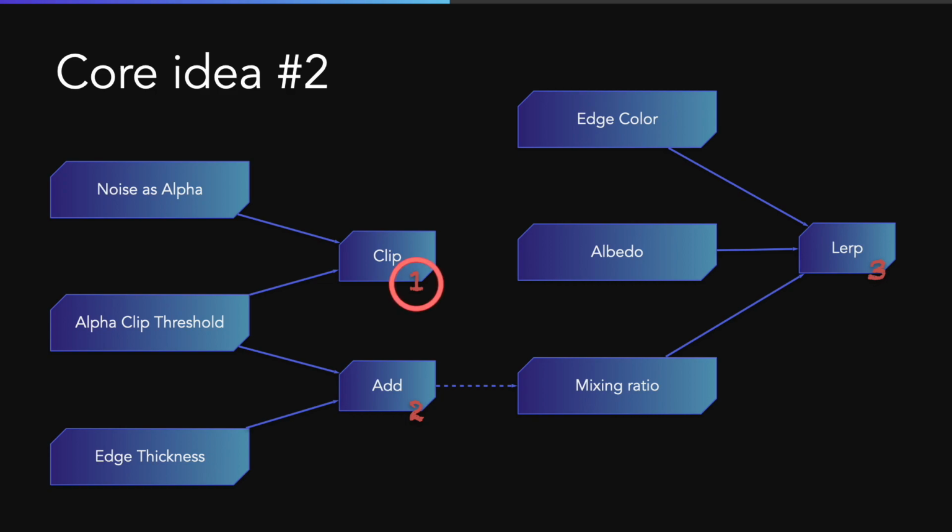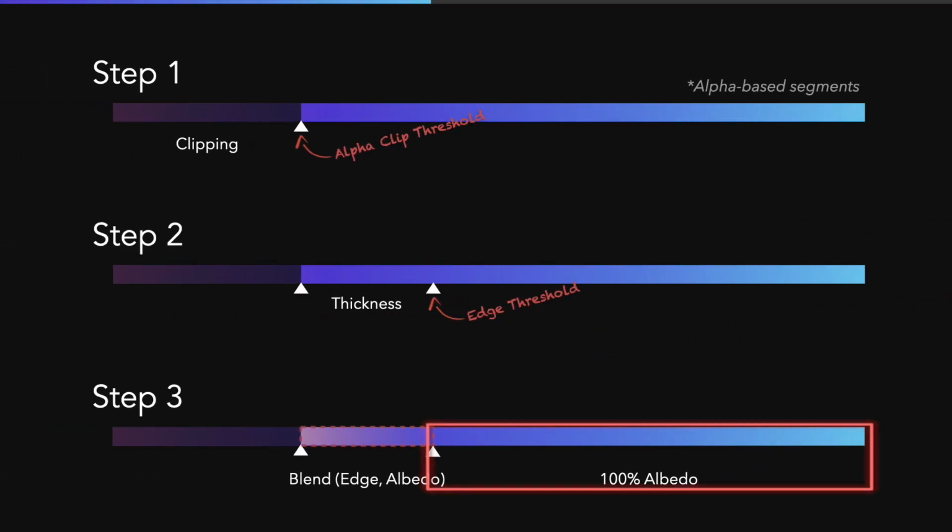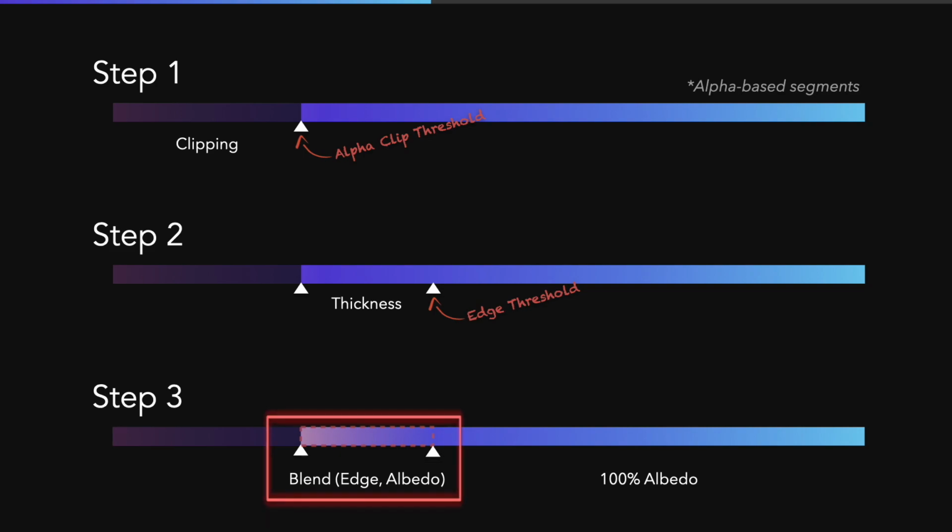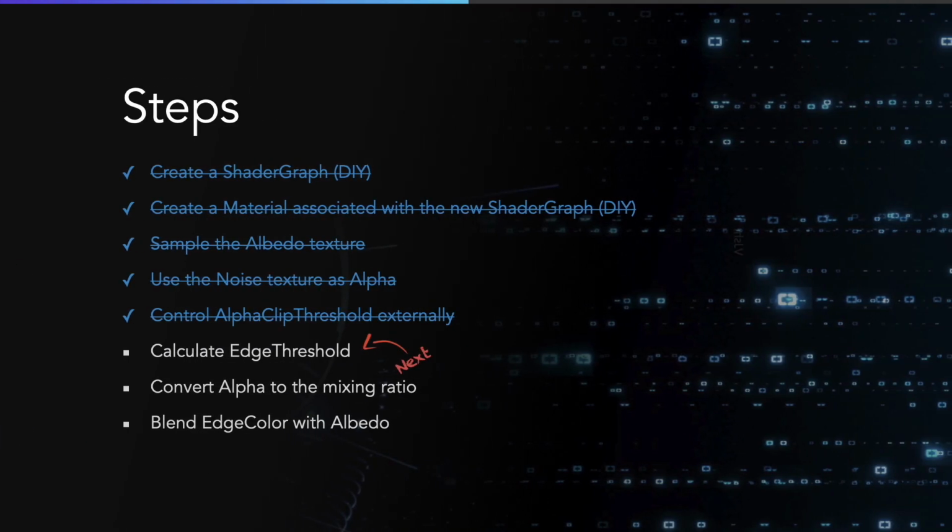Here's the plan. In the first step, we will use the alpha clip threshold to clip the dissolving pixels like the current implementation. The second step is calculating the edge threshold by adding a small amount to the alpha clip threshold. The more we add, the wider the edge area will be, so let's call this amount edge thickness. The final step is picking the color for visible pixels. 100% albedo for the pixel above the edge threshold, and a mix between the albedo and the edge color in the edge area. Specifically, the closer to the edge threshold, the more ratio of albedo will be put in the mix. The first step was done perfectly already, so let's move on to the next one.